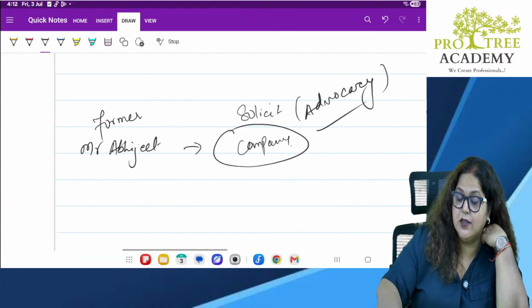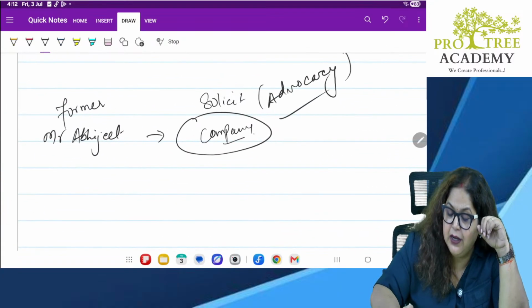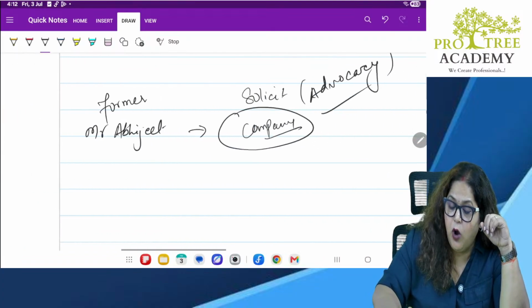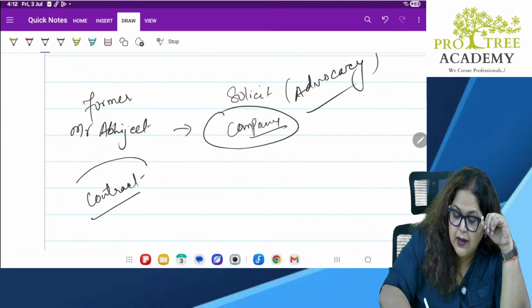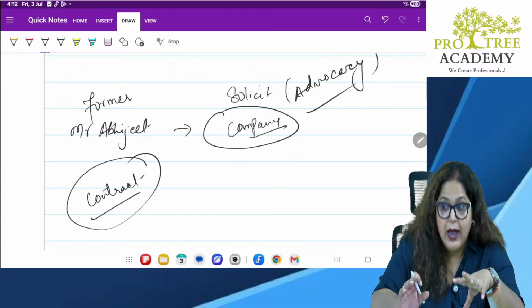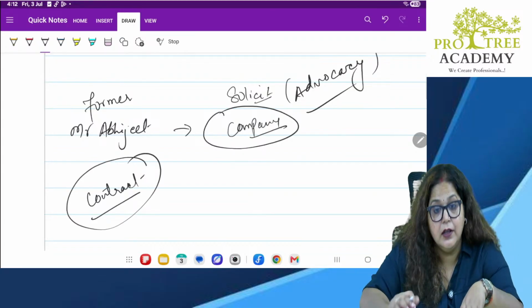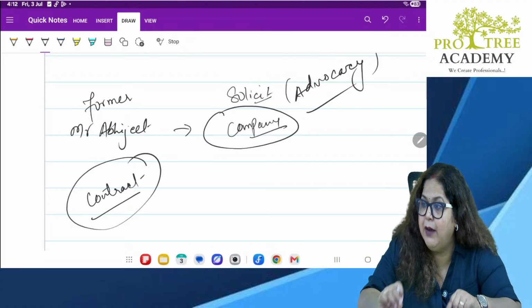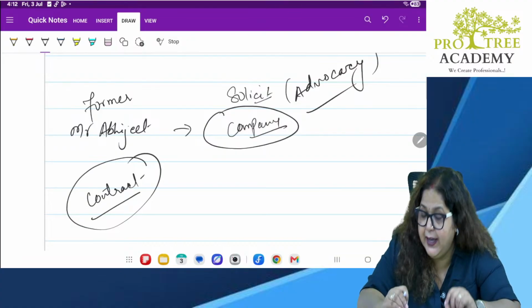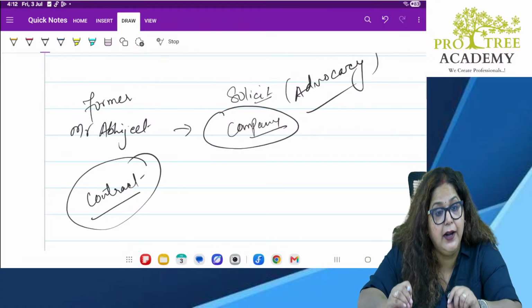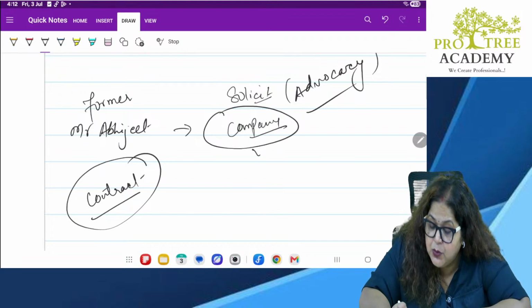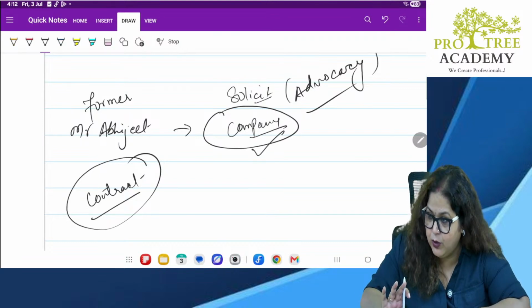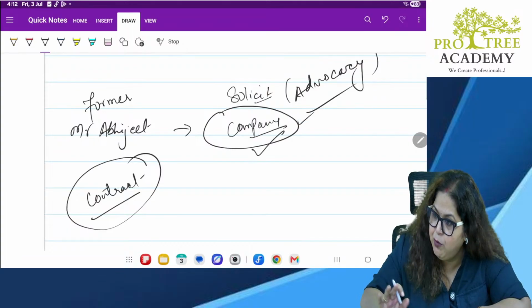So Abhijit was the former employee of this company, and he had made a contract with the company that when I leave this company, I will not solicit this company's employee. I'm not going to file any kind of case, or start any kind of court proceeding against these company's employee. Okay. So this company is the employer of Abhijit.